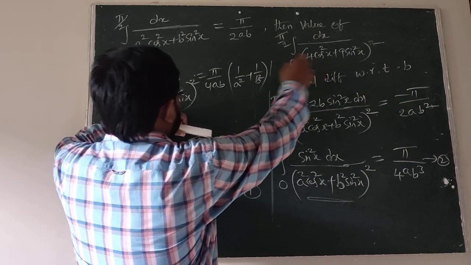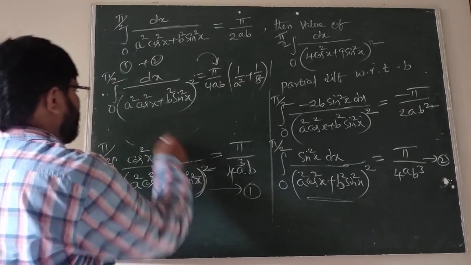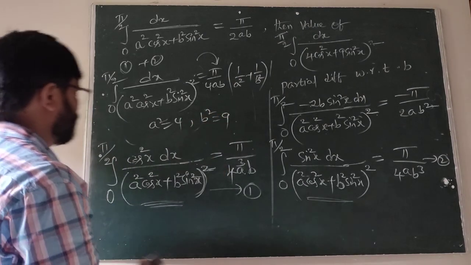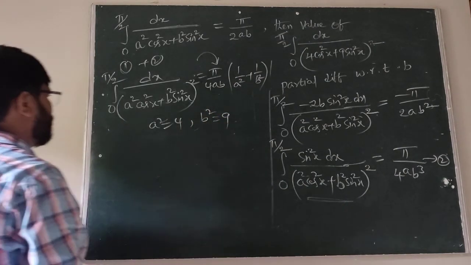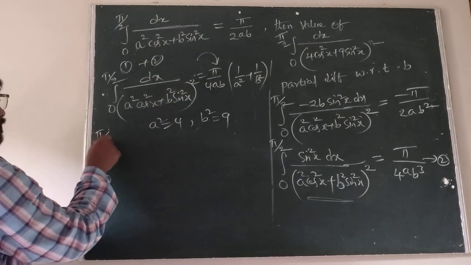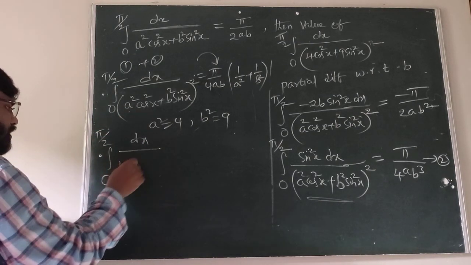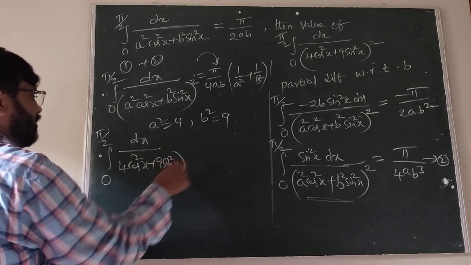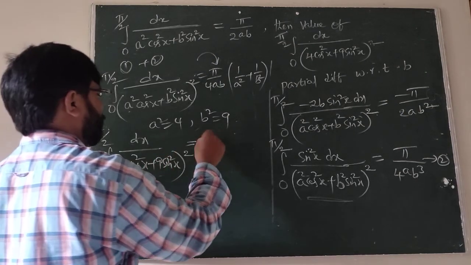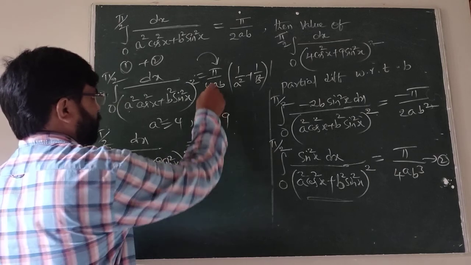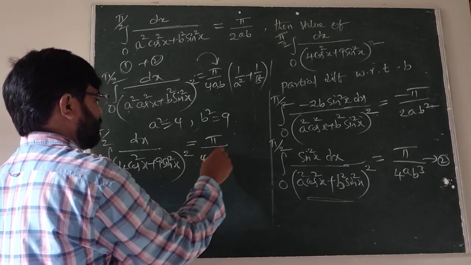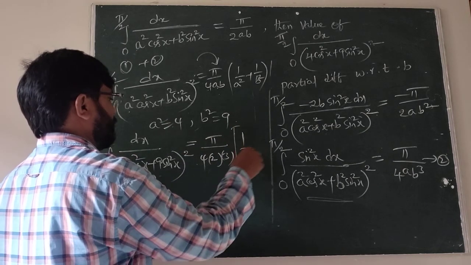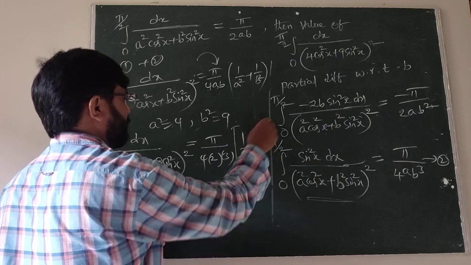Now we have to compare this with the integral from 0 to pi by 2 of a square cos square x plus b square sin square x. We take a square equal to 4 and b square equal to 9. Then the integral from 0 to pi by 2 of dx by (4 cos square x plus 9 sin square x) whole square equals pi by 4ab, that is 4 into a is 2, b is 3, times (1 by a square is 1 by 4, plus 1 by b square is 1 by 9).